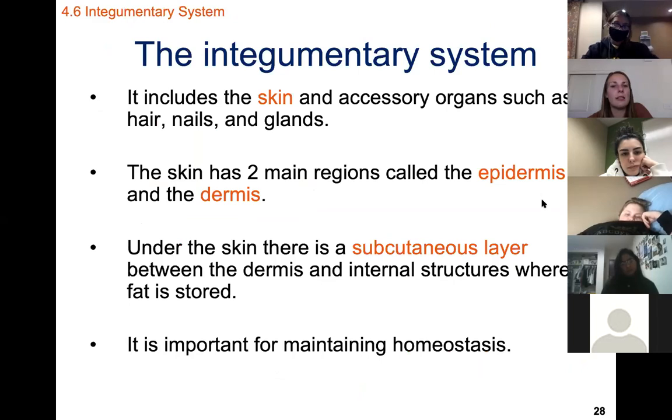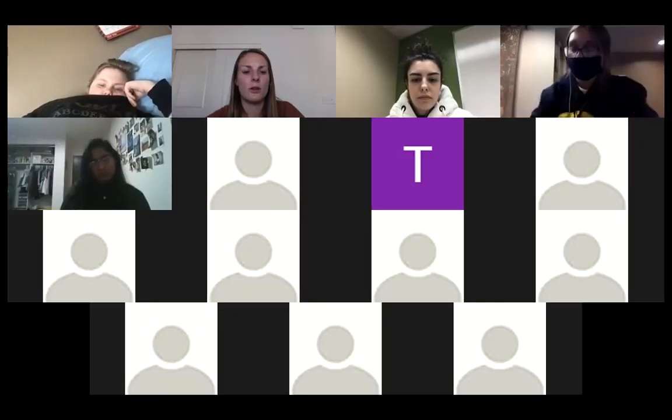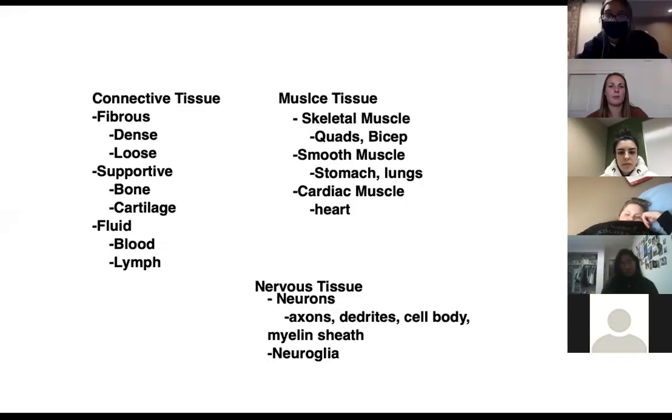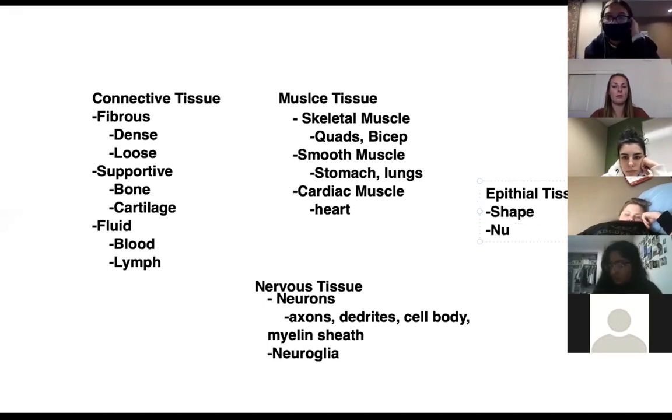Okay, so what is the integumentary system? Let's add to our list first before I move on. Epithelial tissue. You have the shape and the number of layers, and that's how you can kind of tell the difference between those.